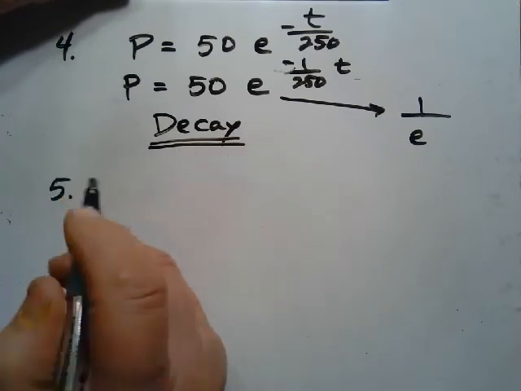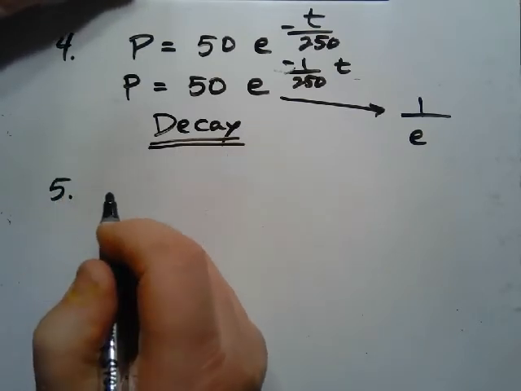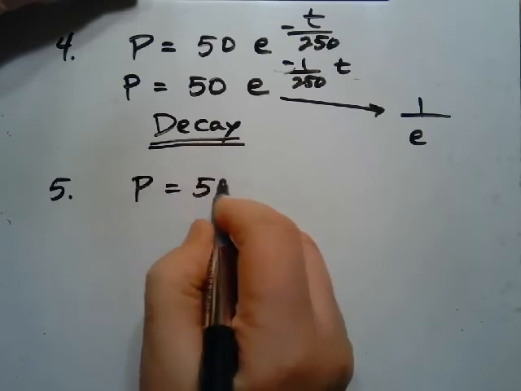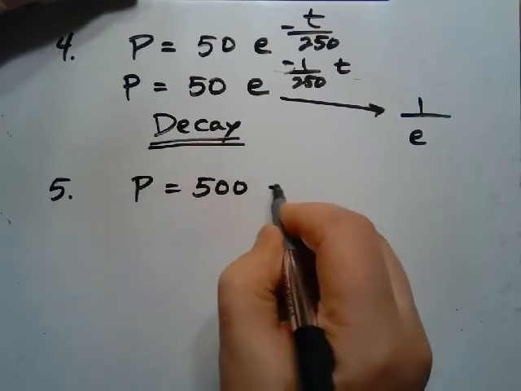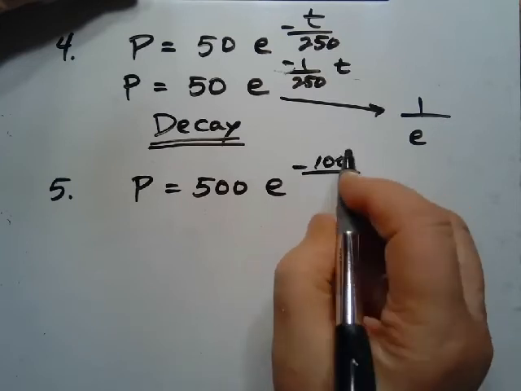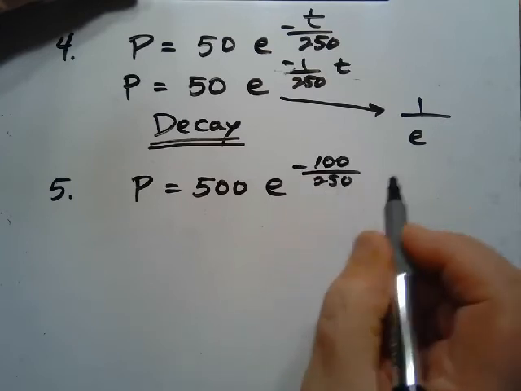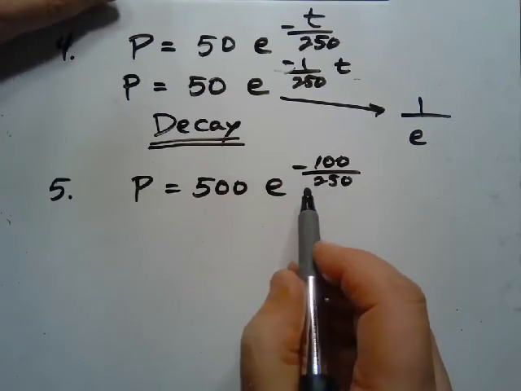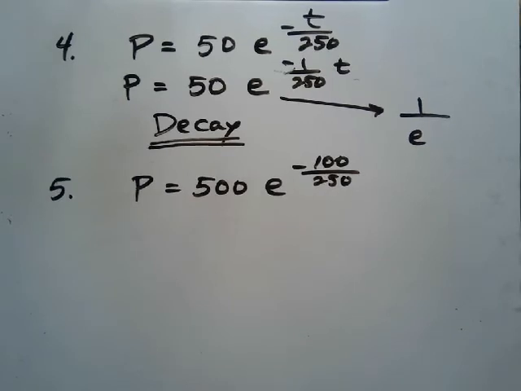Question number 5 asks: find the power available after 100 days. So let's go ahead and put that in there. After 100 days, we don't know the power, but the exponent would be negative 100 over 250. Now again, the exponent is negative here, so I'm expecting decay. And I can use my calculator straight away on this.